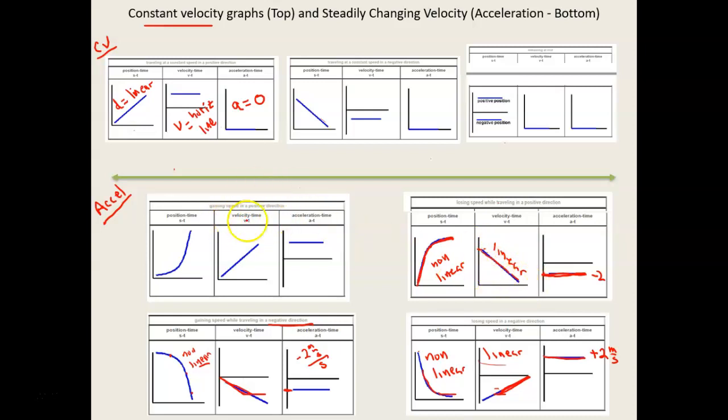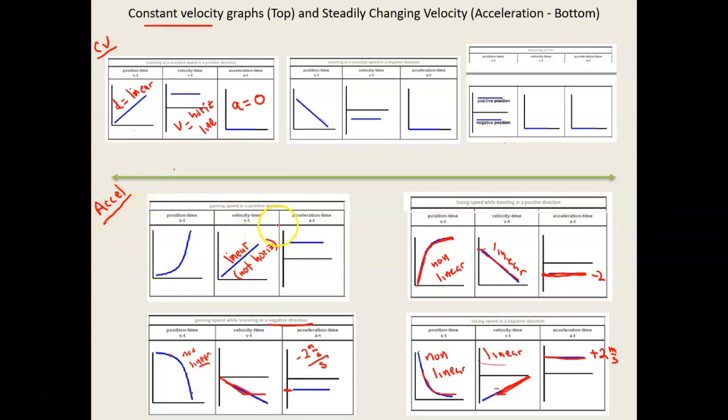So our velocity versus time graph, since our speed is steadily changing, is going to be linear and not horizontal. Because if it was horizontal, this is technically linear because it's a straight line, but it means we're moving at a constant speed. So it's either got to be sloped upward or sloped downward. A straight line sloped upward or downward means we are changing speed, means we are accelerating.